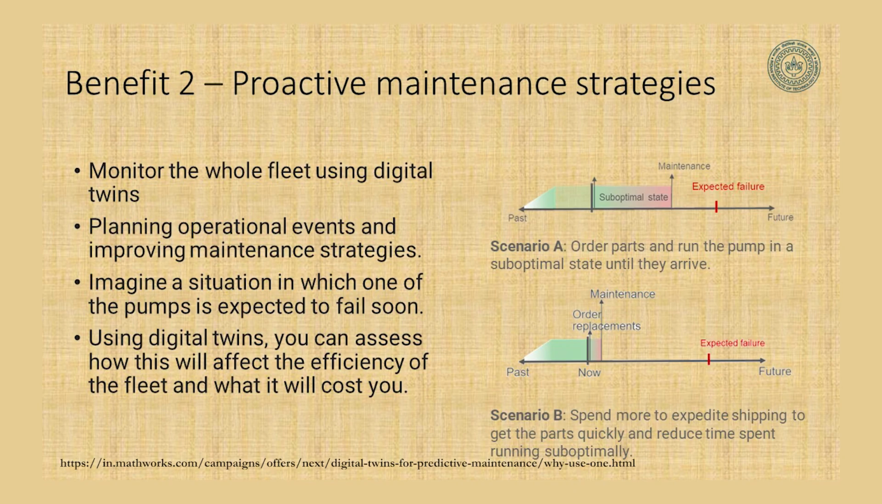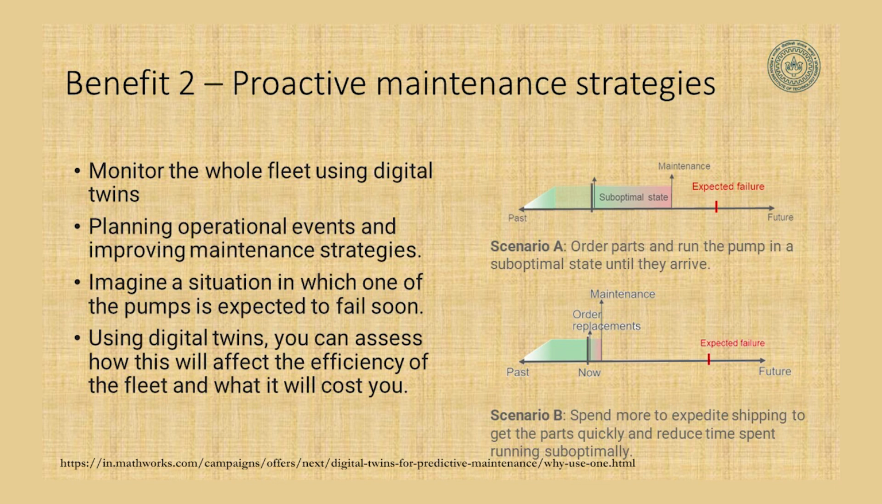But now, what you can do is, you can order replacements in advance and you can carry out your maintenance early as well. So, you can spend more to expedite your shipping to get the parts quickly, and you can reduce the time spent running suboptimally. You do not have this suboptimal state thanks to a digital twin.